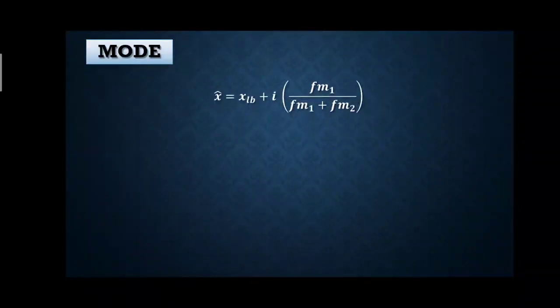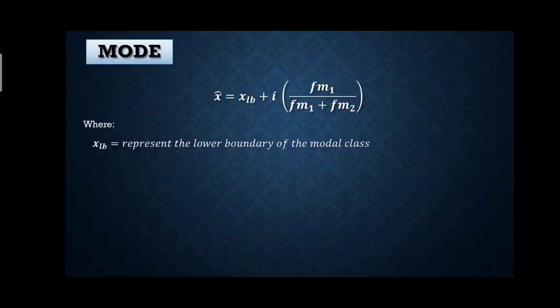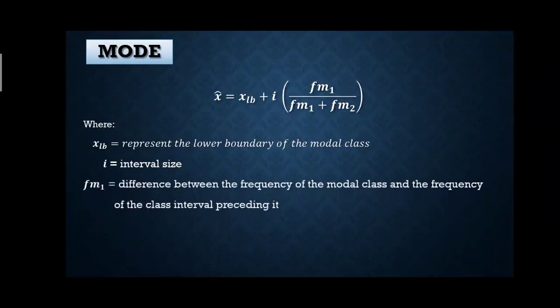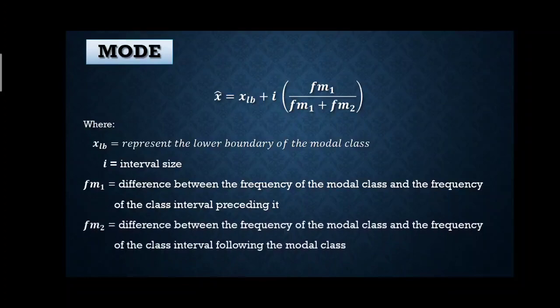Okay, mode. Mode is the XLB, or the lower boundary of a modal class, plus interval times Fm sub 1, or the difference between the frequency of the modal class and the frequency of the class interval preceding, so before it, all over Fm sub 1 plus Fm sub 2. So Fm sub 2 is the difference between the frequency of the modal class and the frequency of the class interval following, so next to the modal class.